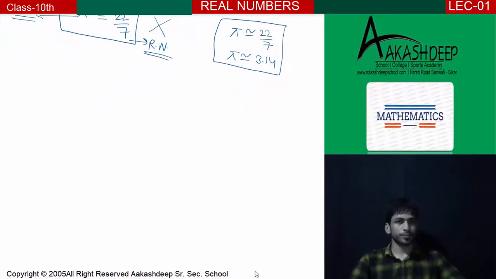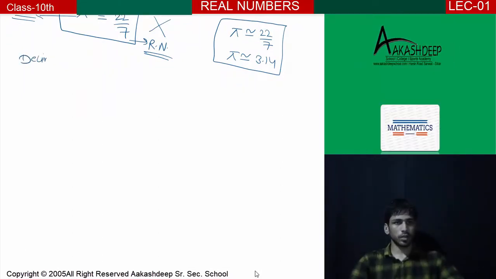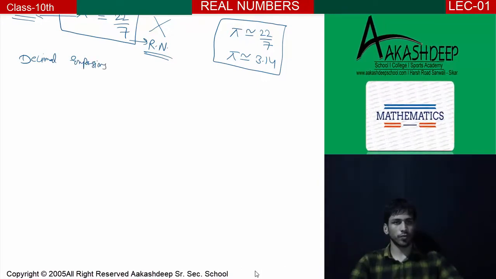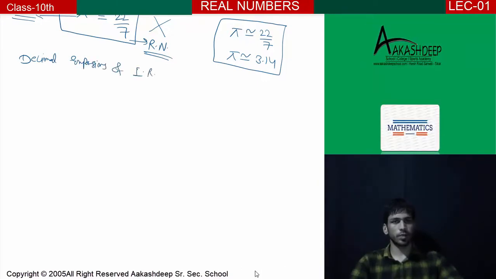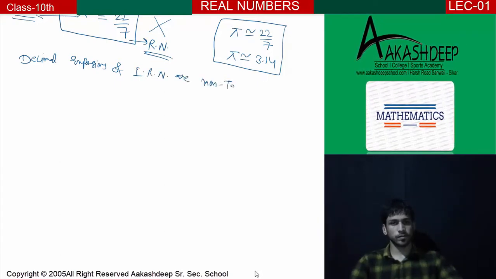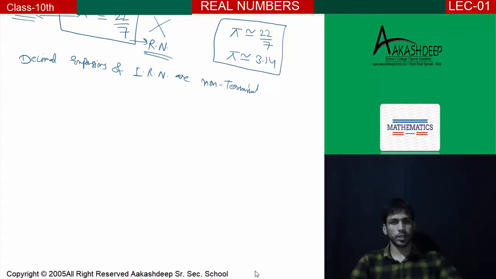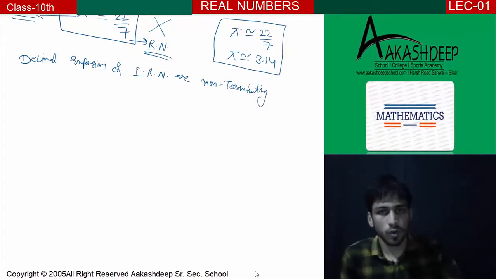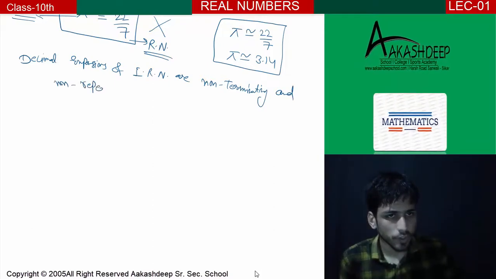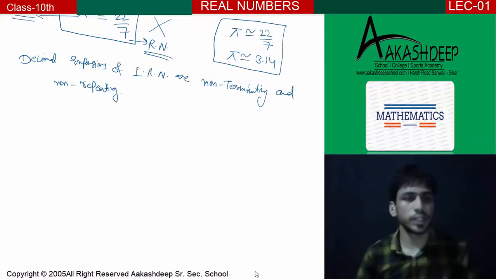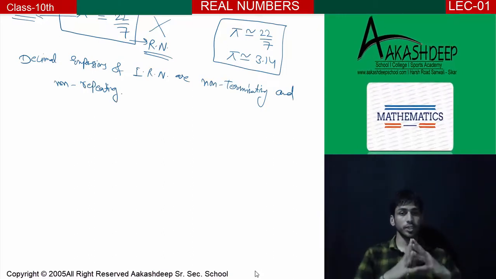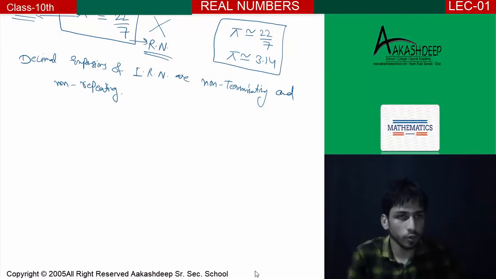And let's discuss the decimal expansion of irrational numbers. So we can say decimal expansions of irrational numbers are non-terminating and non-repeating. So if I express any irrational number in decimal form, its decimal expansion will be non-terminating and non-repeating.